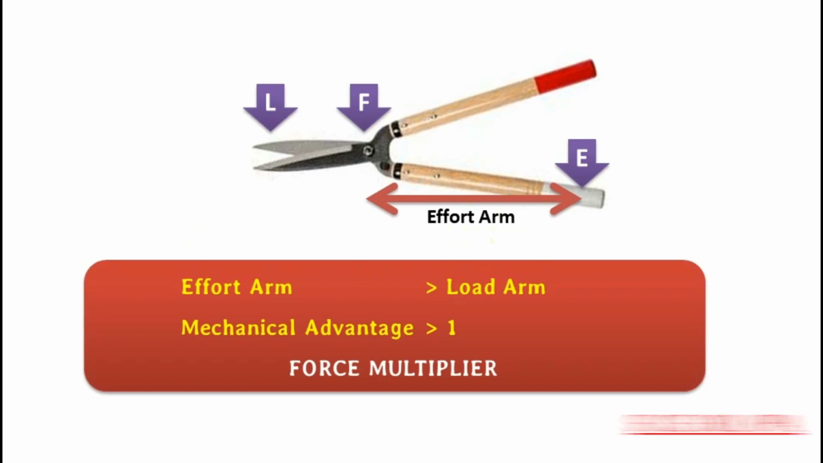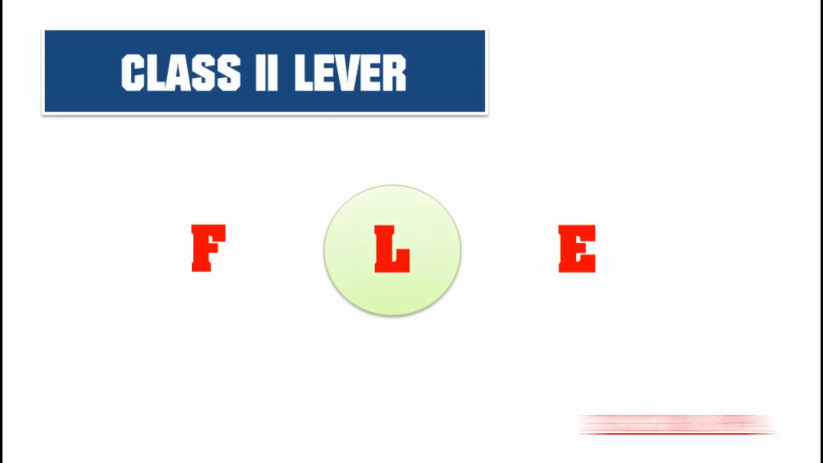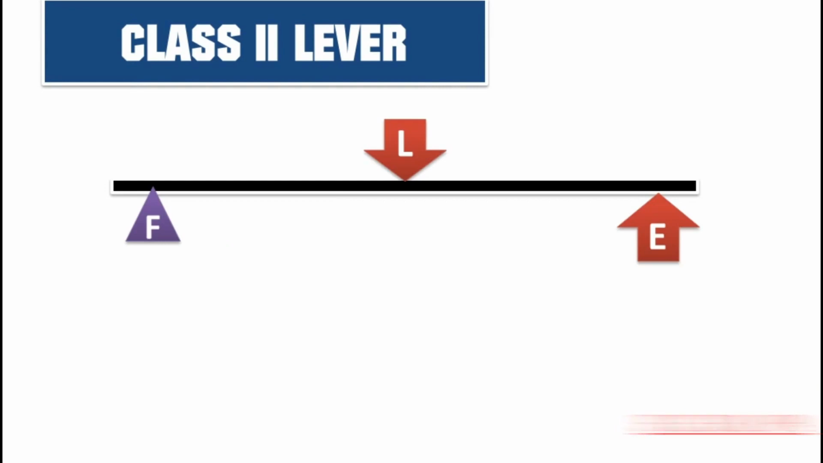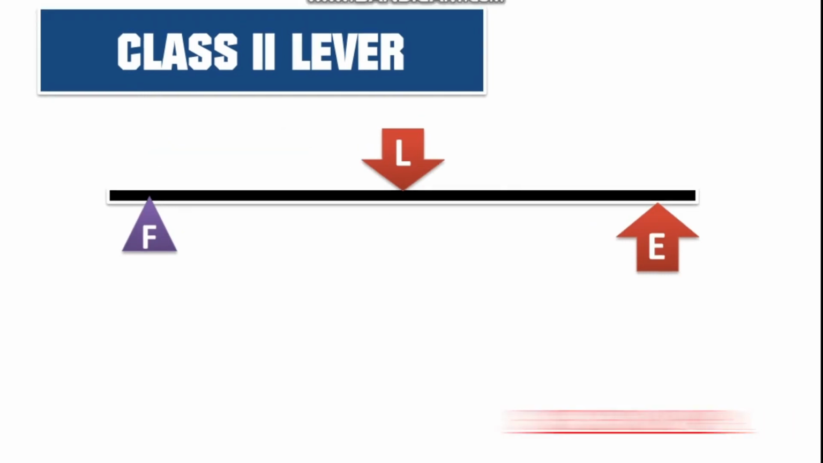Now, let us discuss class second levers. Remember F, L, E. As I have told earlier, in second order lever, what comes in the center? Load comes in the center. So, load is at center and fulcrum and effort at both ends. It can be at any end. So, surely we can see that always, please note it down, always effort arm is more than load arm.